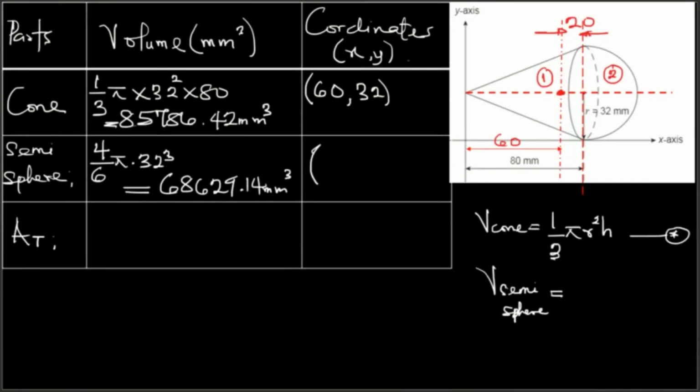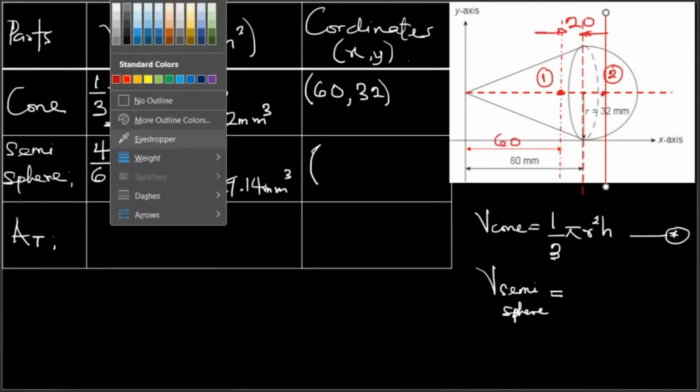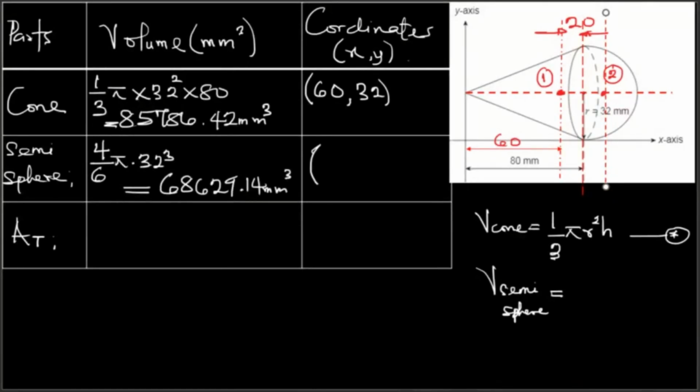Let's do the semisphere. The x-axis for the semisphere CG will be around here. The CG for the hemisphere will be around here. So I'm just going to insert another line here. I'm trying to put all the details there so that you understand what I'm doing. Okay, so this is the CG of the semisphere, right? So it's going to be 80 plus, we need to calculate this distance here.